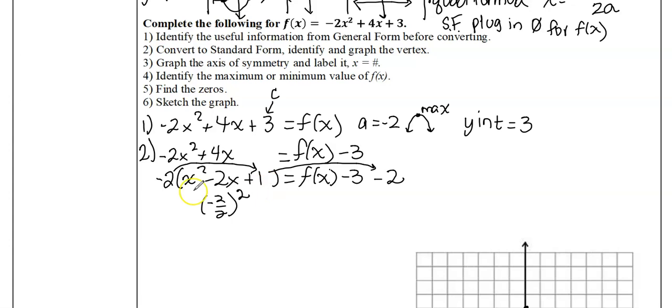Now let's factor our perfect square trinomial. So that'll be negative 2 times x minus 1 quantity squared. Remember, it's just the number of your b term cut in half. 1 times 1, negative 1 times negative 1 is 1, and negative 1 plus negative 1 is negative 2. So that satisfies the conditions for a perfect square trinomial.